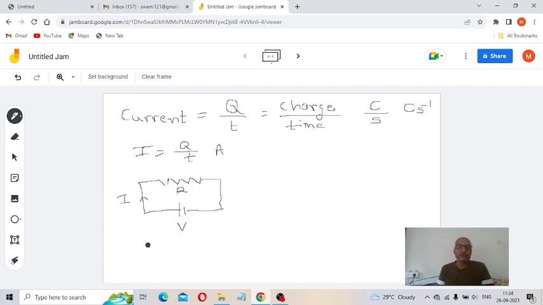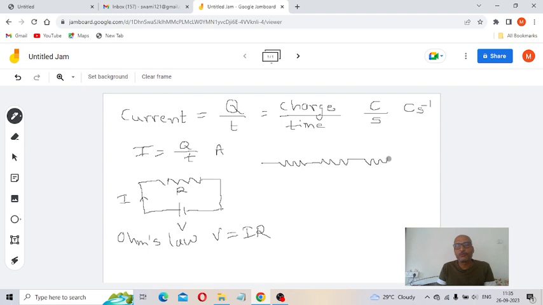In 11th standard, we have studied these basic circuits, the relationship between potential difference, current, and resistance, that is Ohm's law. As per Ohm's law, this relation is given as V equal to IR. Then we have also studied series circuits and parallel circuits. Just have a look to revise the conditions, series and parallel.